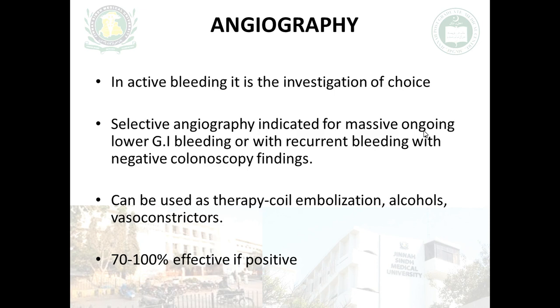It can be used as a therapy: coil embolization, alcohol and vasoconstrictors. So this is a procedure in which therapeutic options are available. Therapeutic procedures can be done. The treatment for the different disorders of the colon can be done, and it is very effective. If you find what the problem in the colon is, then it is very good. You can get a therapeutic option.